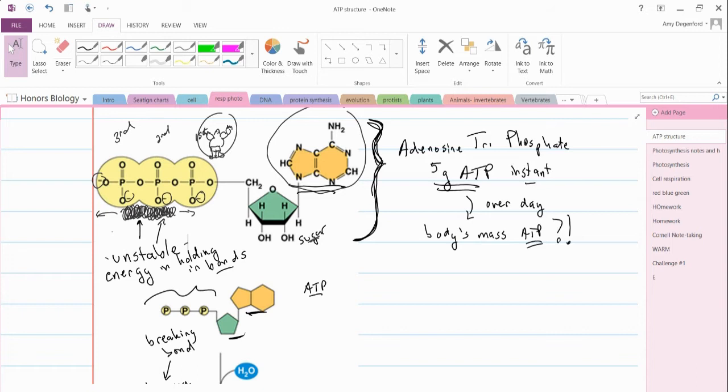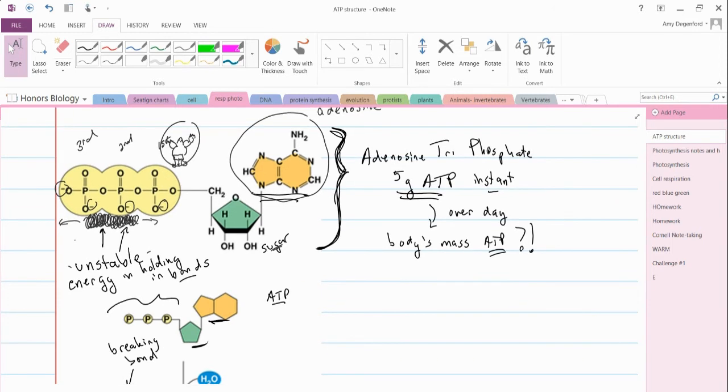Now, how important is this molecule? Well, let me give you some numbers. This is not perfectly exact, but it has been estimated that if we were to take the amount of ATP at one instant in your body, like right now, if we were to measure how much ATP is in your body, we might only get 5 grams of ATP.